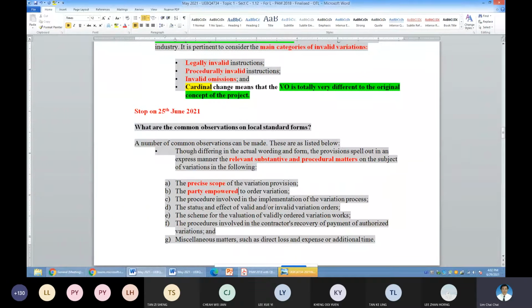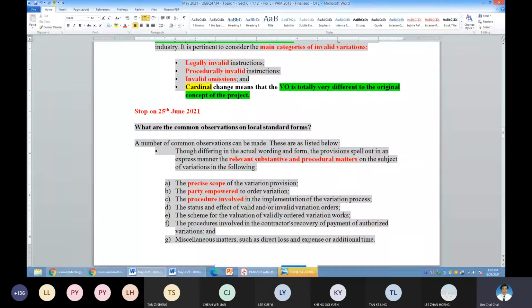And then what are the steps involved? If a VO were to be valid, what are the steps involved to ensure that the VO is valid? For example, in your PAM, for a VO to be valid, it must be in writing by the architect. So it must be an instruction in writing by the architect, and the instruction is called an architect's instruction. And these are the procedures.